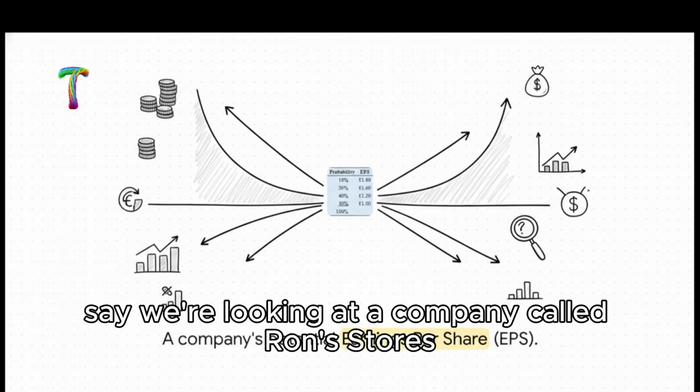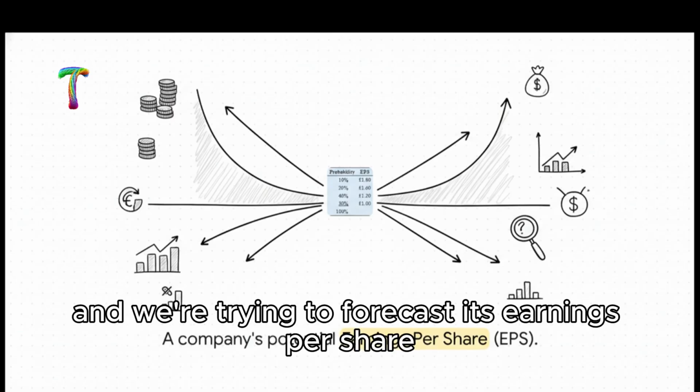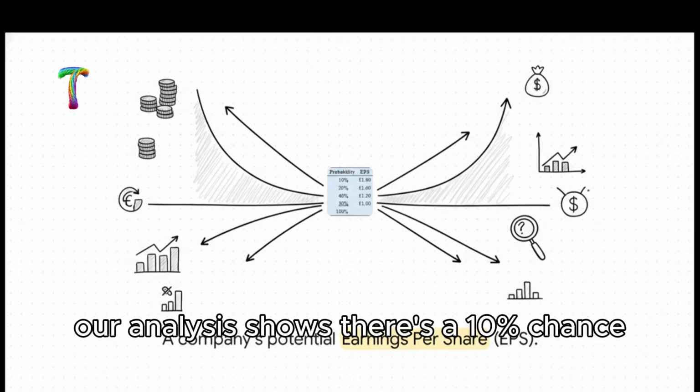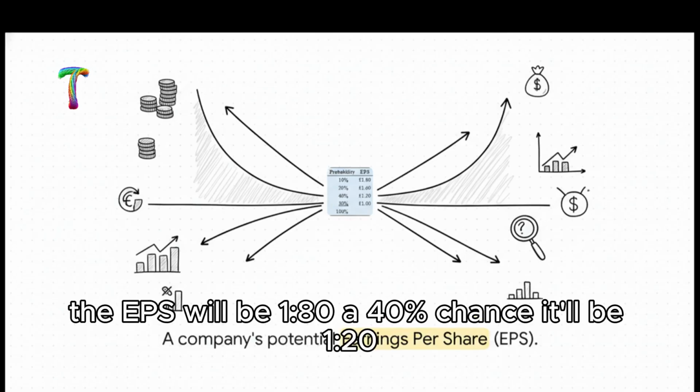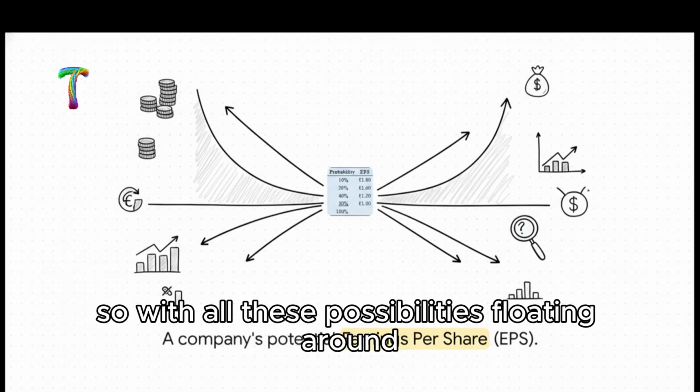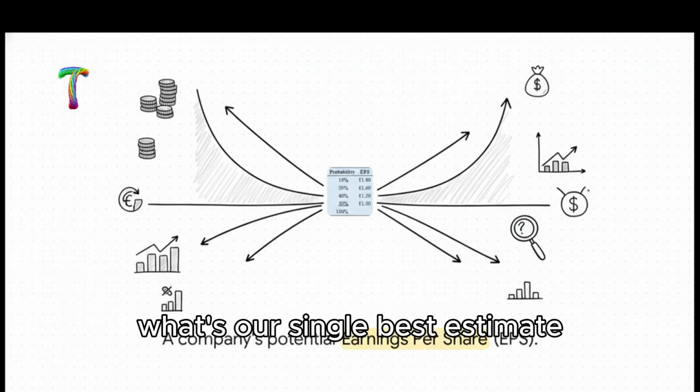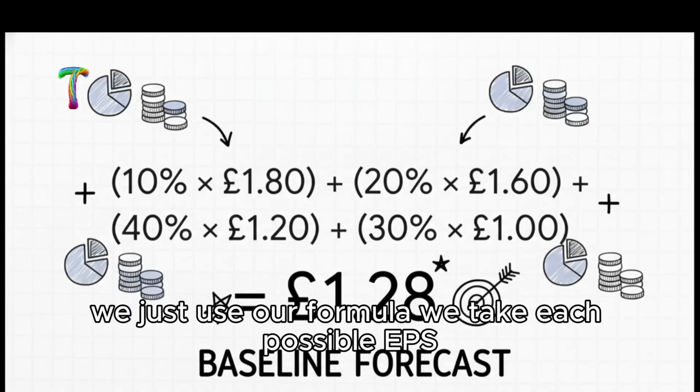Say we're looking at a company called Ron Stores, and we're trying to forecast its earnings per share. Our analysis shows there's a 10% chance the EPS will be 180, a 40% chance it'll be 120, and so on. So with all these possibilities floating around, what's our single best estimate? We just use our formula.